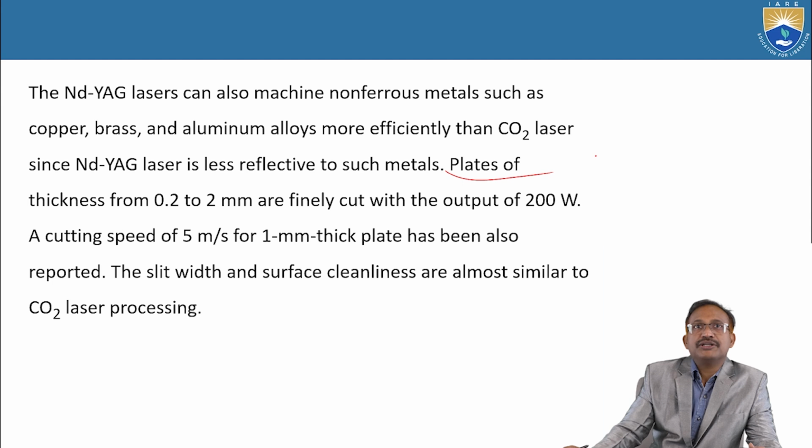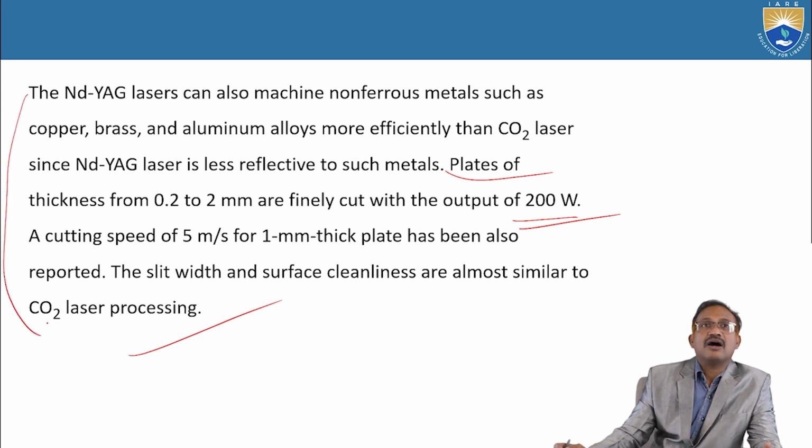Plates of thickness from 0.2 to 2 millimeters are finely cut with the output of 200 watts. So for 200 watts, what kind of thickness is suitable? 0.2 to 2 millimeters. A cutting speed of 5 meters per second for 1 millimeter thick plate has also been reported. The slit width and surface cleanliness are almost similar to carbon dioxide laser processing. So here we are comparing carbon dioxide laser processing with Nd:YAG lasers.